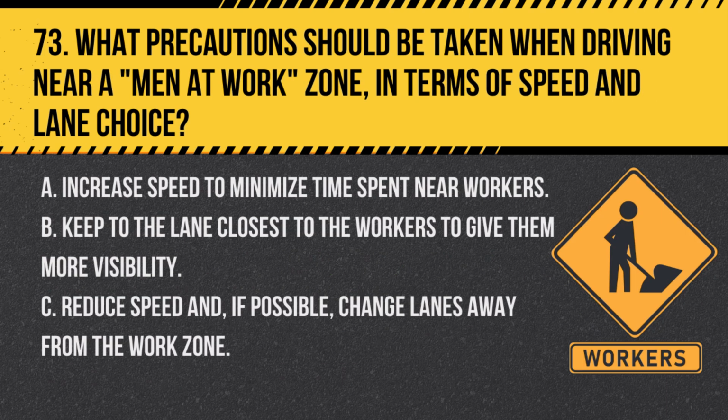Question 73. What precautions should be taken when driving near a men at work zone in terms of speed and lane choice? A. Increase speed to minimize time spent near workers. B. Keep to the lane closest to the workers to give them more visibility. C. Reduce speed and, if possible, change lanes away from the work zone. Answer. C. Reduce speed and, if possible, change lanes away from the work zone. Providing workers with as much space as possible enhances safety.